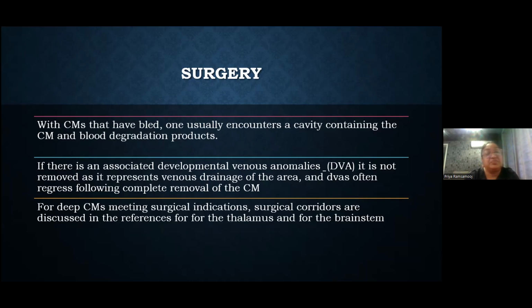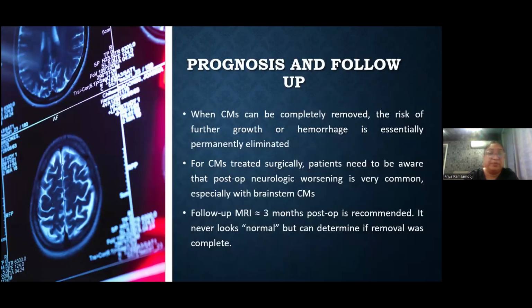And of course, as it pertains to deeper CMs, then we have to do surgical corridors with reference to the brainstem and the thalamus, etc., which we will not get into for the purposes of this discussion. So in terms of prognosis and follow-up, once you completely remove them, the risk of further growth or hemorrhage is basically eliminated, right? And for CMs that are treated surgically, patients do need to be aware, however, that post-operative neurologic worsening is very common, especially with your brainstem CMs.